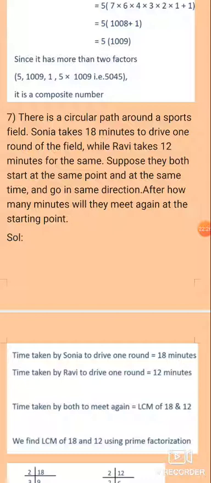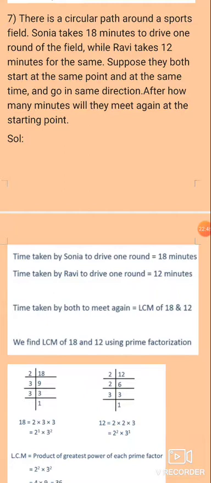Now the time taken for both to meet again. Both of them meet again at the starting point. How many minutes? That we need to find out. So the time taken by both to meet again is the LCM of those 2 numbers. So to find the LCM, we find the prime factors. So 18 is equal to what? 2 into 3 into 3. When we write it as a power, 2 raised to 1 into 3 square. Second one, 12 is what? 2 into 2 into 3. That is 2 square into 3 raised to 1.